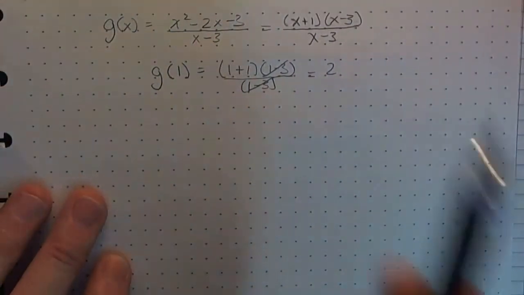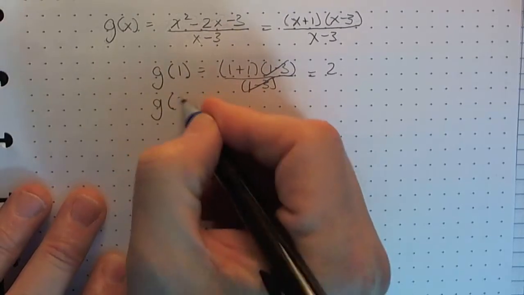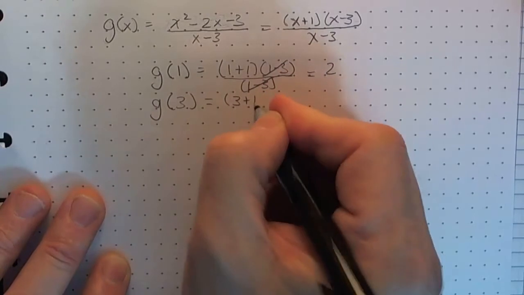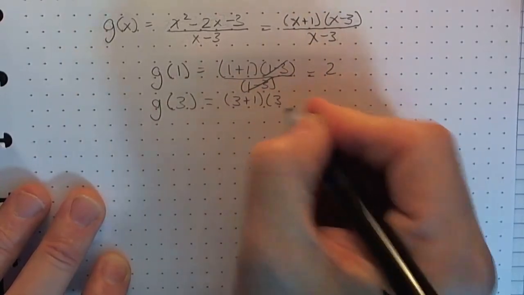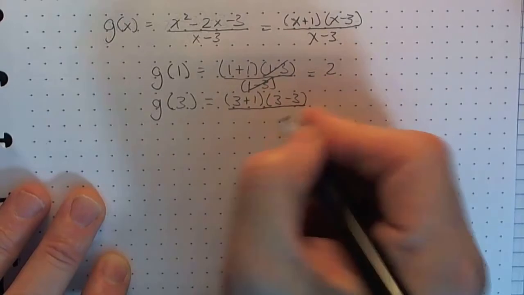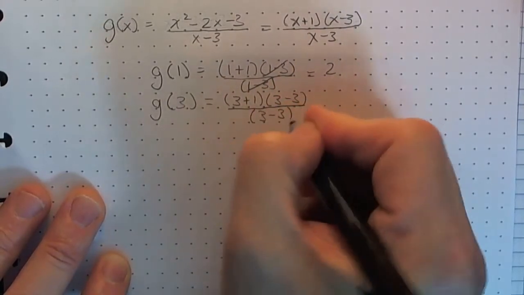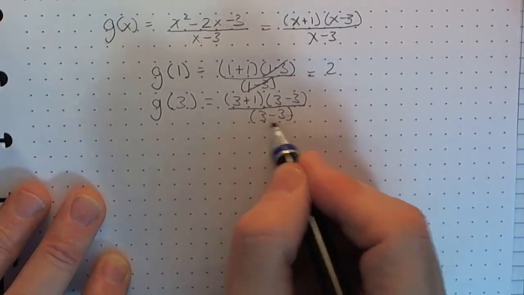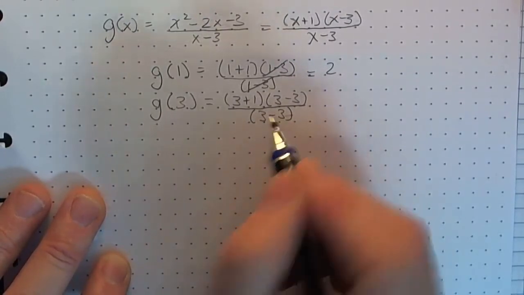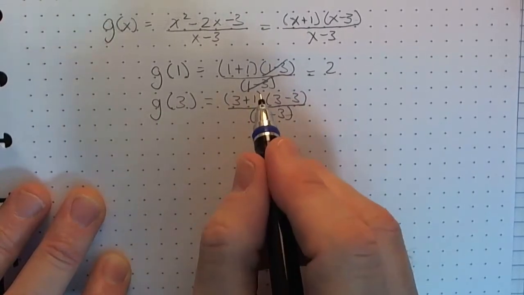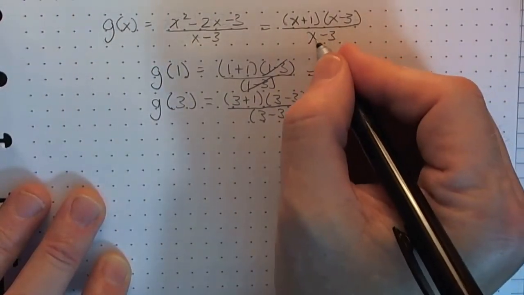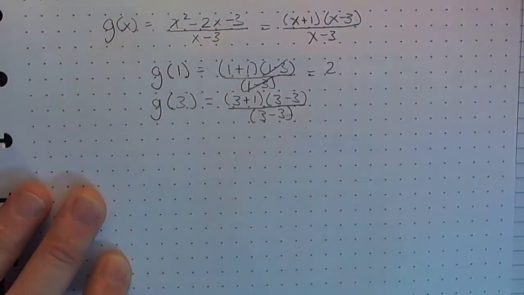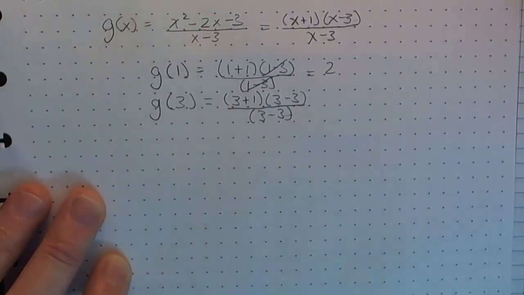However, if I try to put in a g of 3, watch what happens here. We would get 3 plus 1 times 3 minus 3 over 3 minus 3. Now, this is unbearable. We can't divide by 0 this way. 3 is not in the domain of this function. The domain of this function is all x except x equals 3. So we can't just go and plug into this function and get a value out.